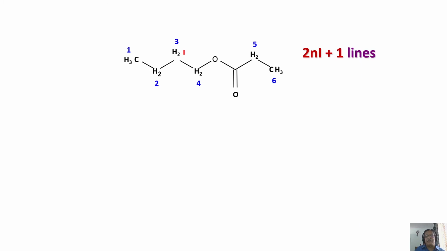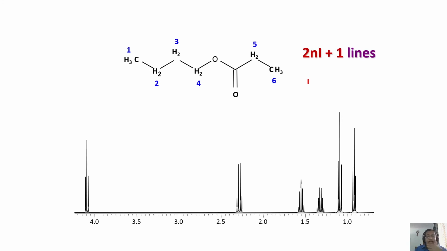How many groups of protons are there? 6. This is 1, 2, 3, 4, 5, and 6. This is the spectrum. Now start interpreting. Very easily you can interpret if you look at the spectrum.